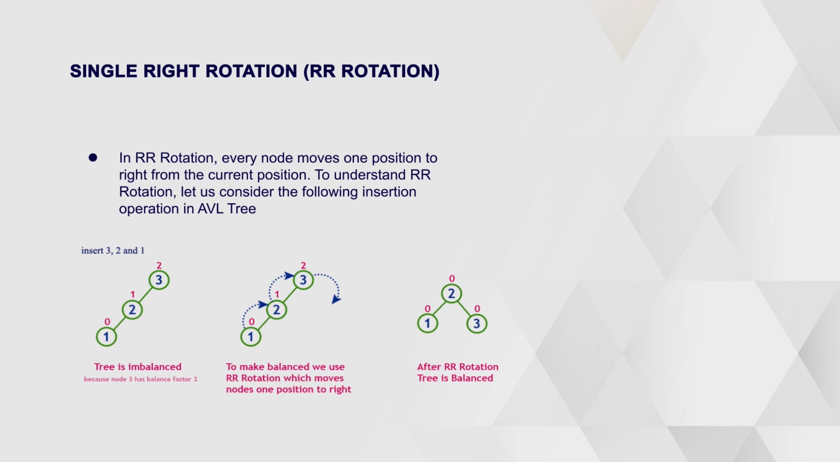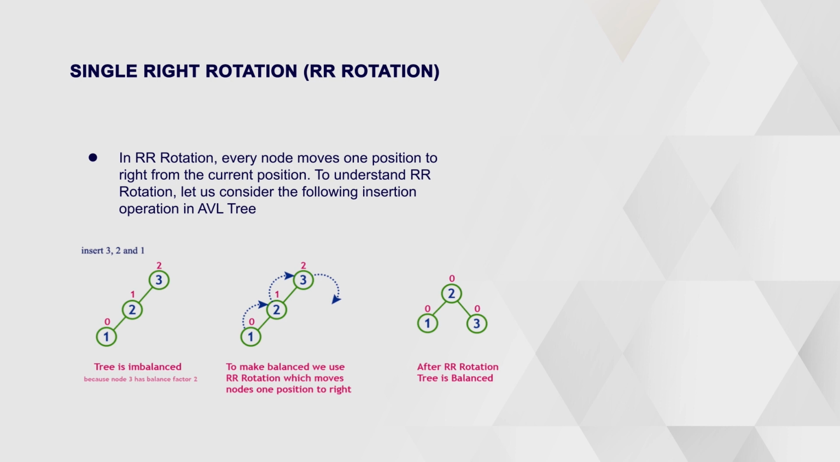But when we insert a new element 1, because 1 is less than 3 and 1 is also less than 2, it should be put at the left child of 2. After inserting the new element 1, again we cross check the balancing factor of all the nodes. After inserting 1, the balancing factor of 1 is 0, because 1 is a leaf node. The balancing factor of 2 is 1, because the height of left is 1 and the height of right is 0.